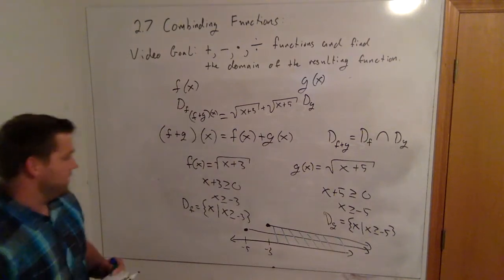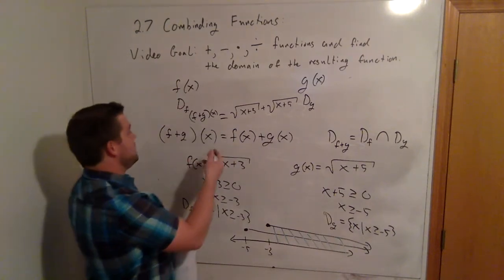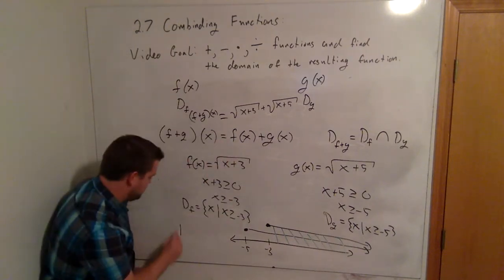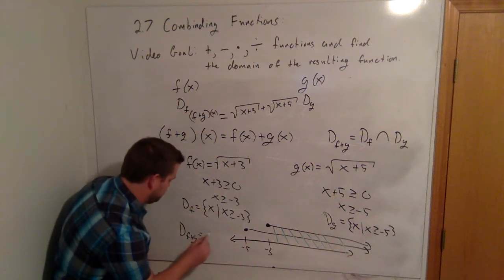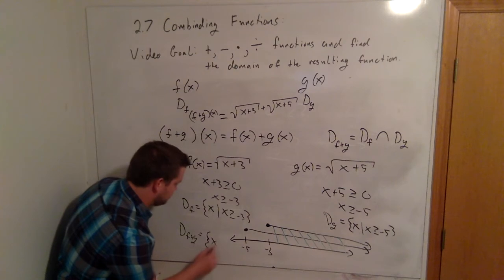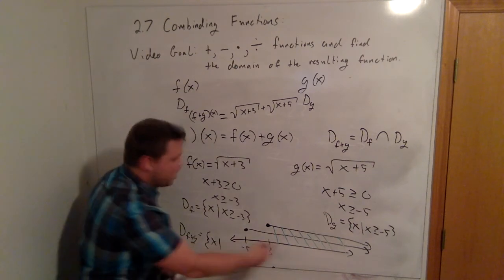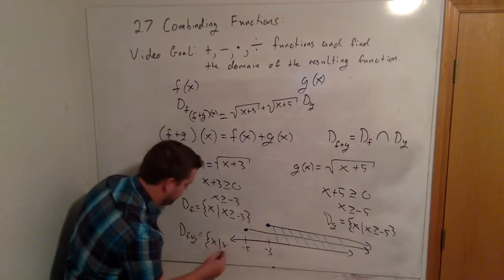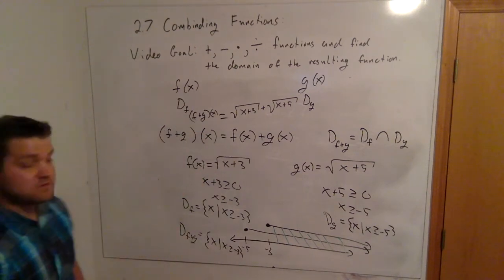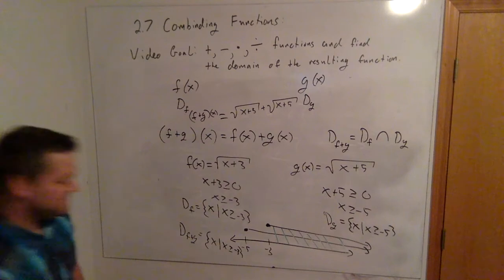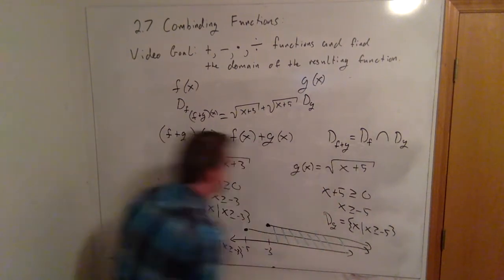That's going to be the overlap here. So the domain of f plus g is going to be all x such that, well, what's in common between these two sets? Just all x that are greater than or equal to -3. This is the intersection of those two sets. Okay. We'll be doing a lot more examples.